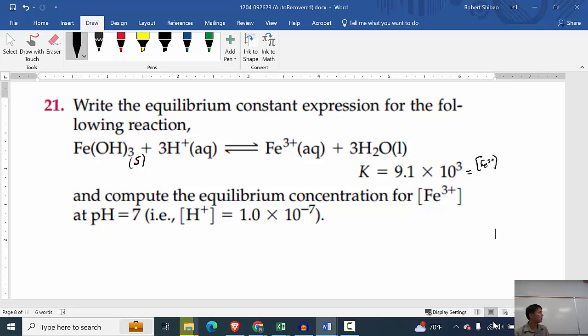To the first. And then we have H2O liquid, so that's 1 cubed, so this is 1. And then we have solid, that's 1. And then we have H plus, which is going to be cubed. And compute the equilibrium concentration for Fe3 plus at pH 7. So at pH 7, we have to figure out what the H plus is. The H plus, they say, is 1.0 times 10 to the minus 7 molar. And so if we were to do the table, let me just do the table here.